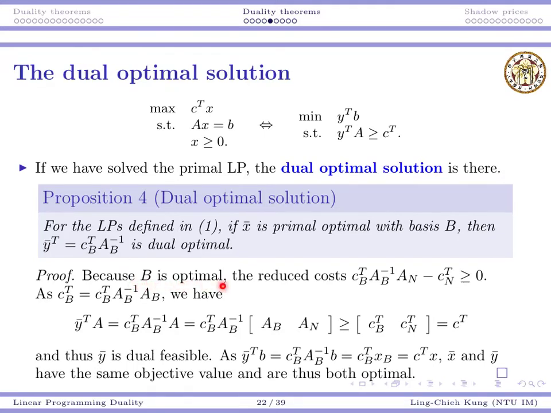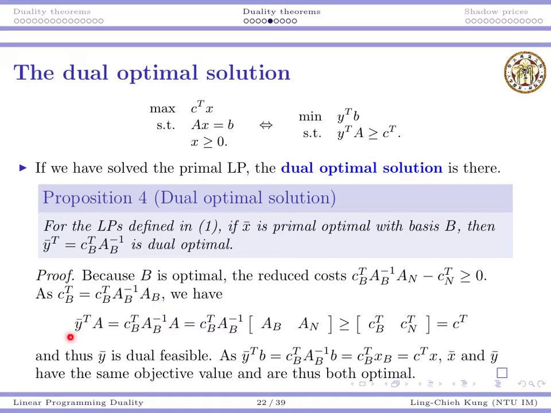Because B is optimal, we know the corresponding reduced costs, which is this one, must be non-negative. This is a maximization problem. In each iteration, we look for negative reduced cost to enter, right? So if there is no negative reduced cost, this is optimal. Or if this is optimal, there cannot be any negative reduced costs. So we have this relationship. And also, we know for CB transpose, it must satisfy this equation because AB inverse times AB is just identity.